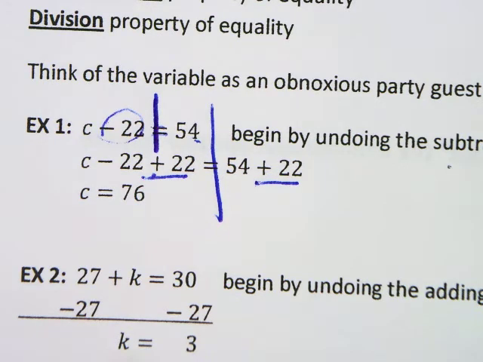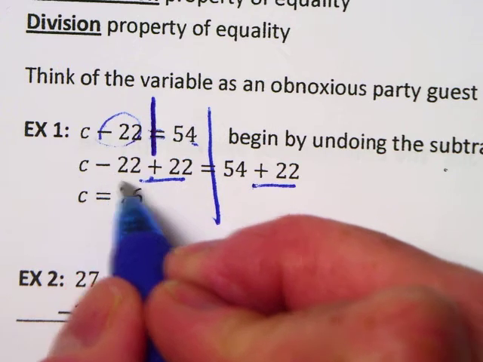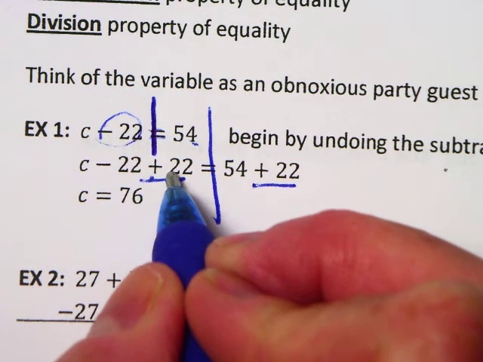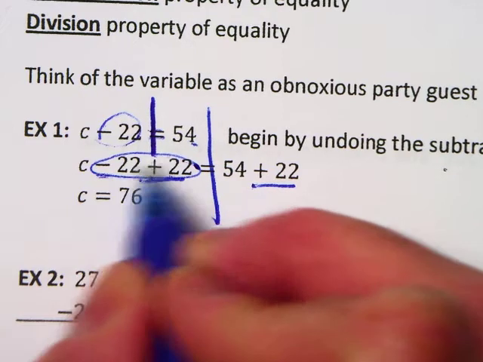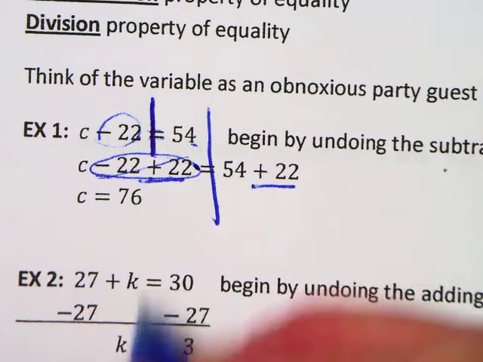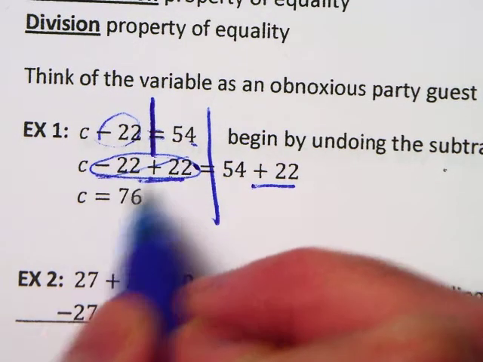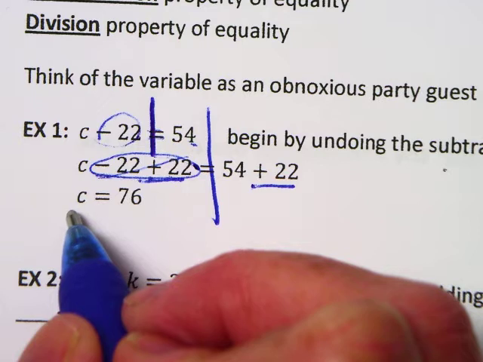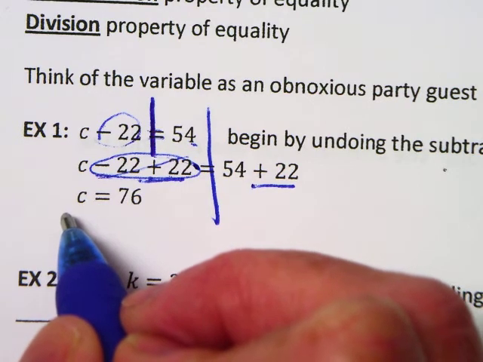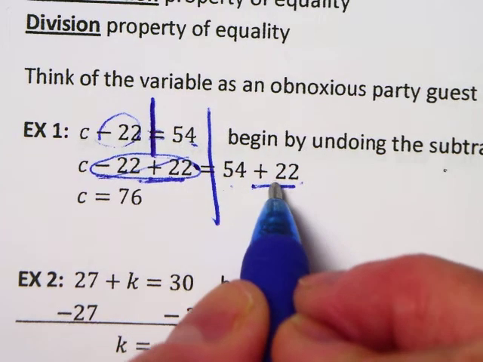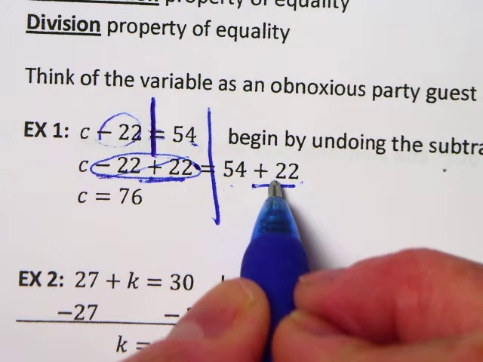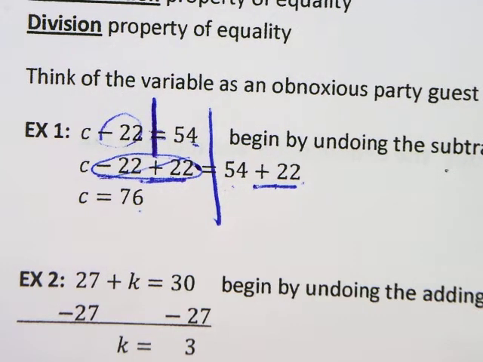Okay? So if I say I have a negative 22 added to a positive 22, you know that opposites turn into a 0, right? So when you add those together, they cancel each other out, and you're left with just the letter C by itself, which was our creepy stalker. So we were successful in getting him by himself. And then we just have to add these guys together. 22 and 54 equals 76.